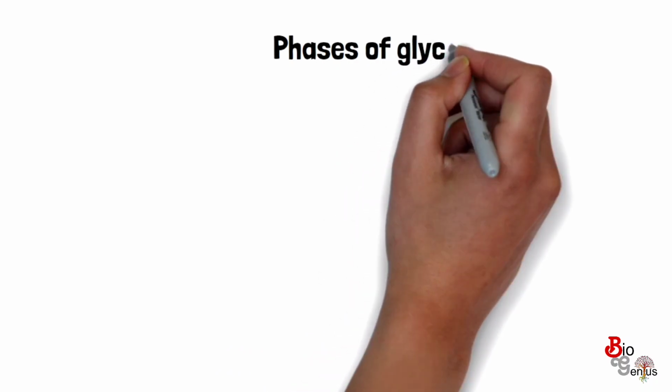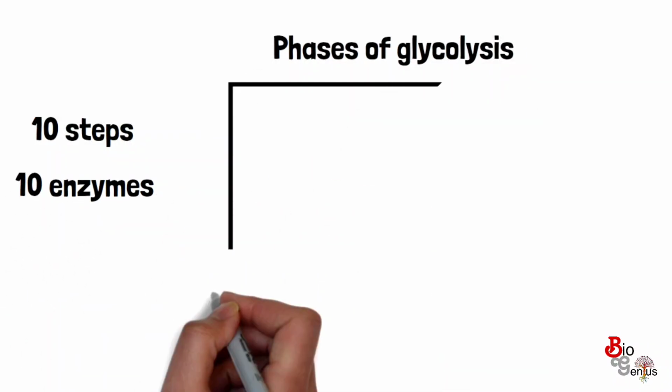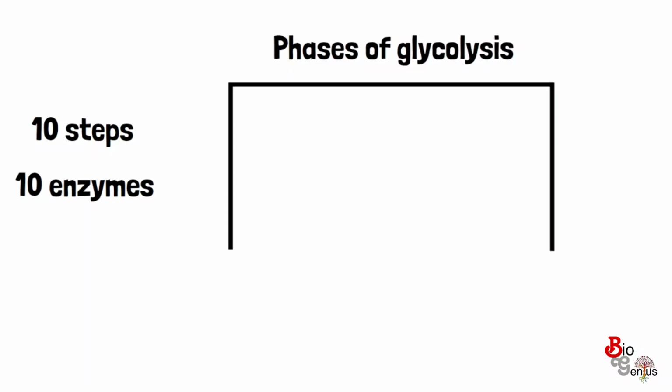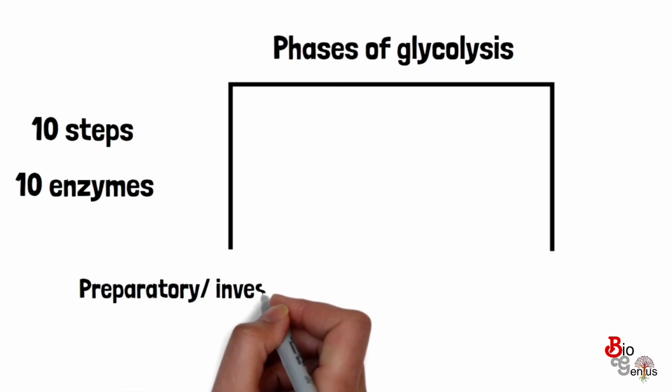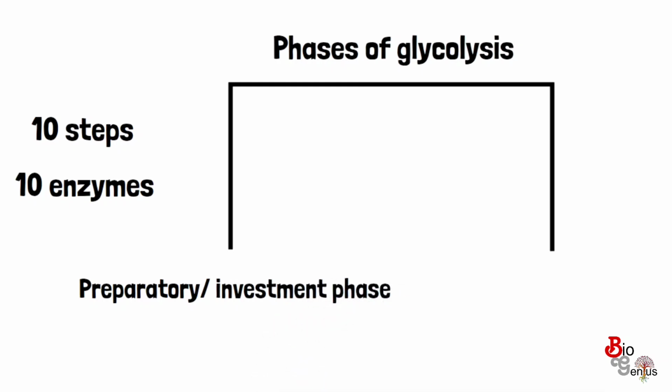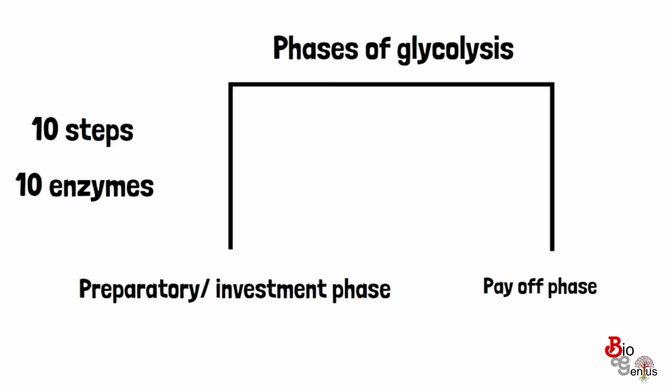Phases of glycolysis. Glycolysis is a 10-step process including 10 enzymes, but it is divided into two phases, 5 reactions each. These phases are named as 1. Preparatory or investment phase and 2. Payoff phase. In this video, I am covering the first phase of glycolysis.